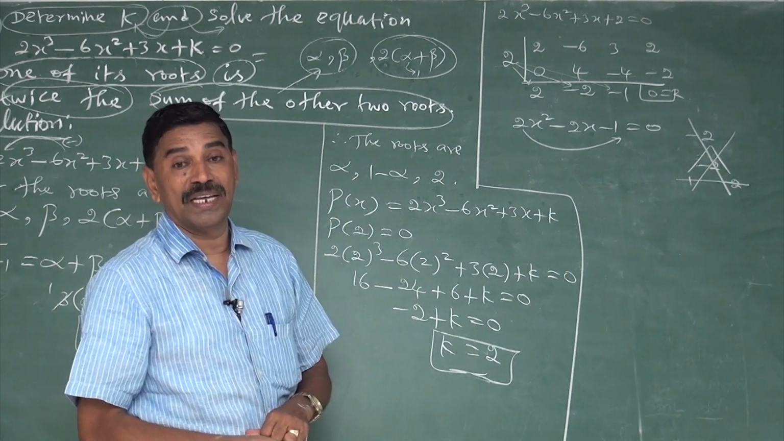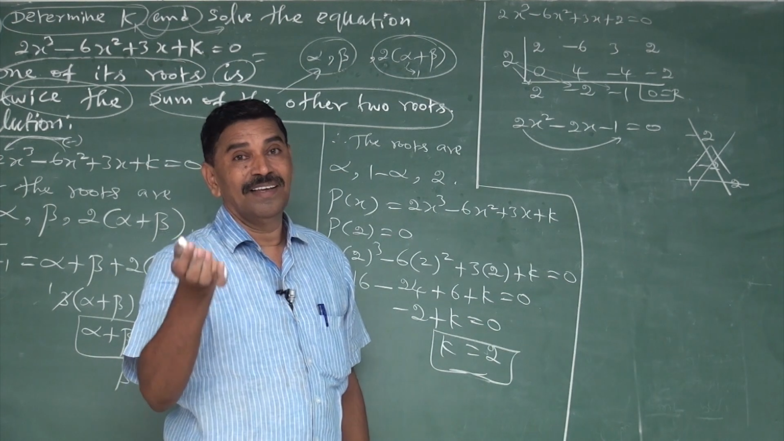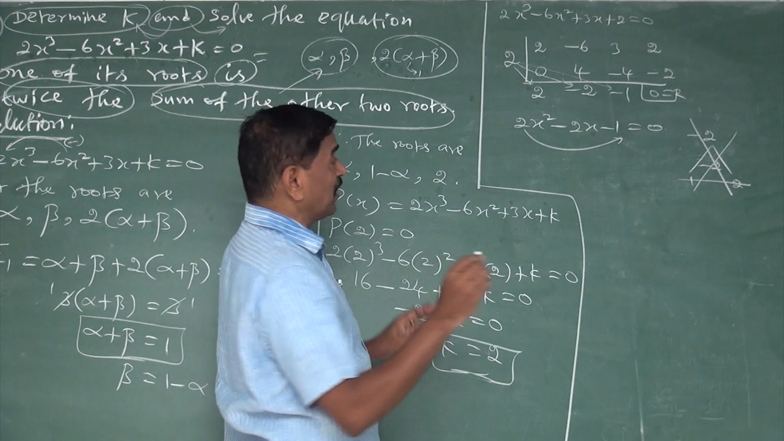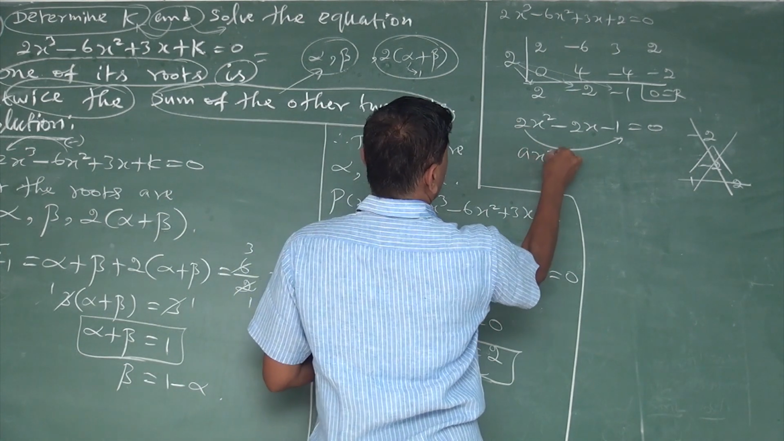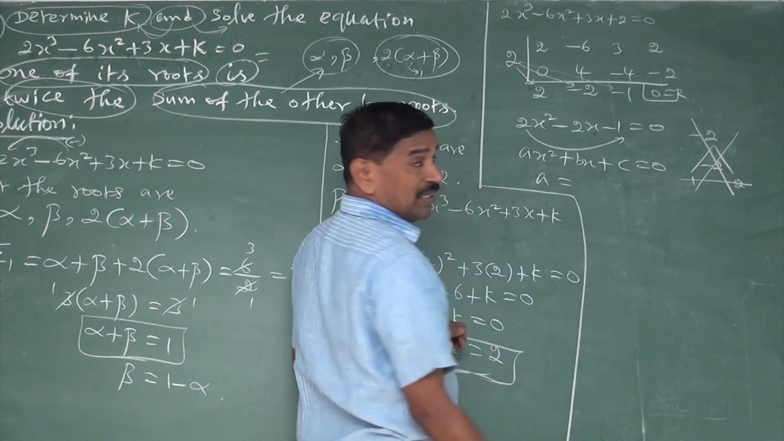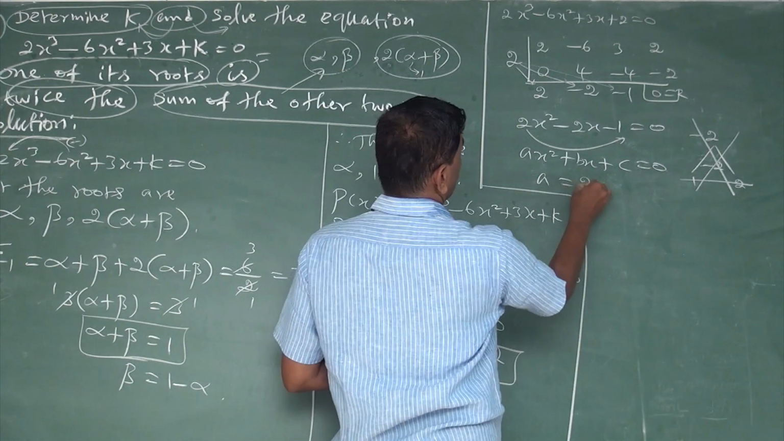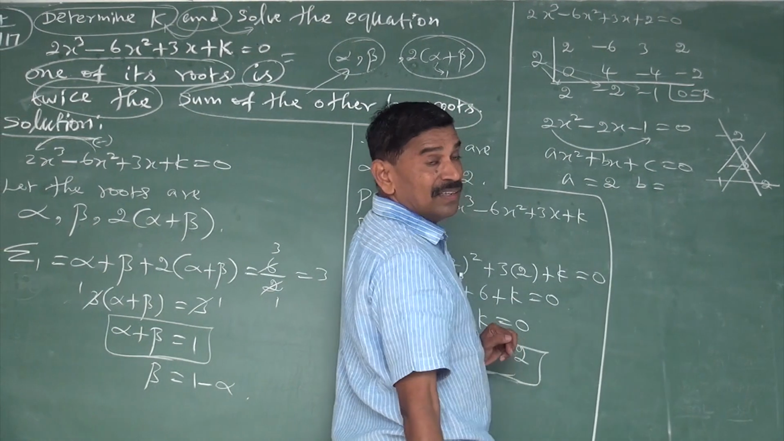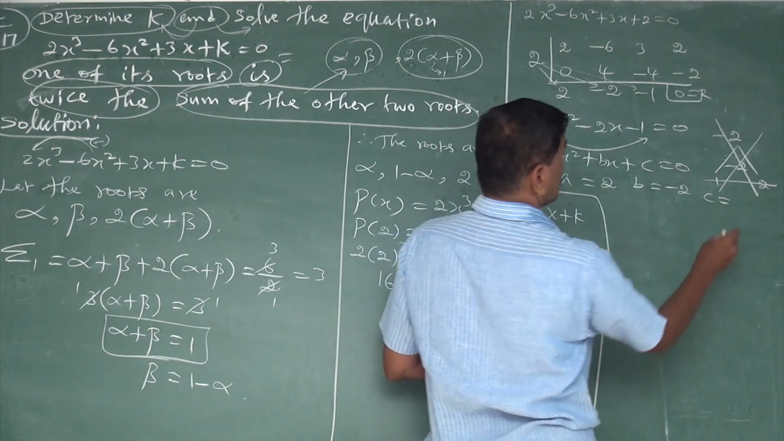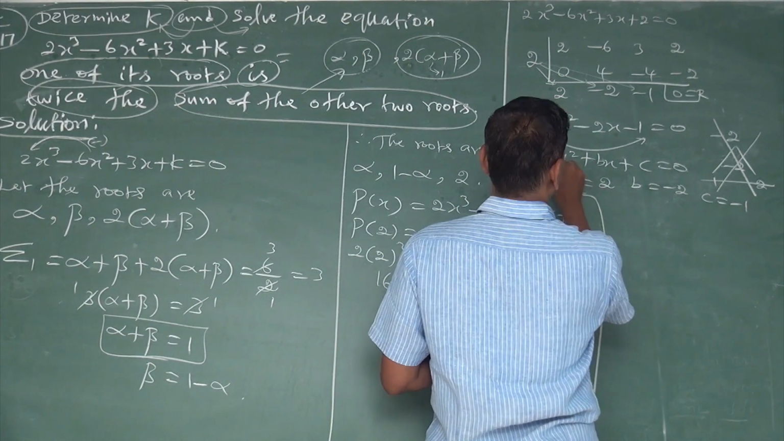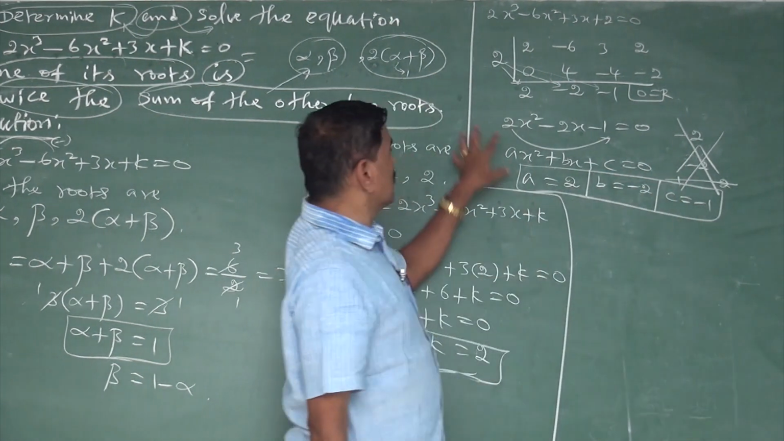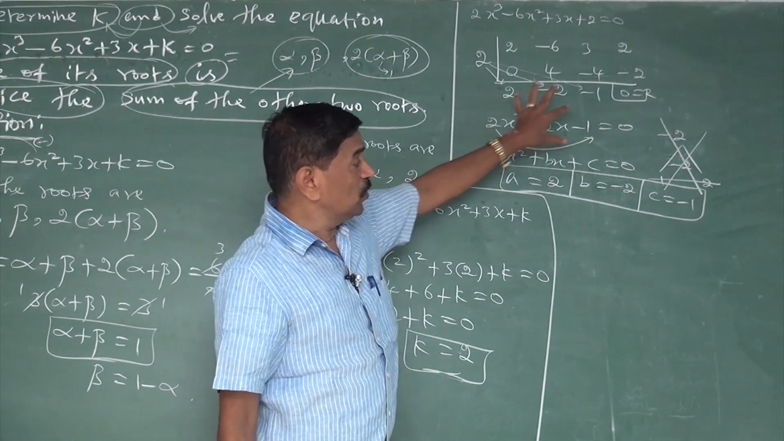Next method to solve the quadratic equation. Good. Quadratic formula. Let us use quadratic formula. Comparing with the equation ax square plus bx plus c is equal to 0. Here a is equal to 2, b is equal to minus 2, c equal to constant minus 1. Listen. Say a equal to 2, b equal to minus 2, c equal to minus 1.